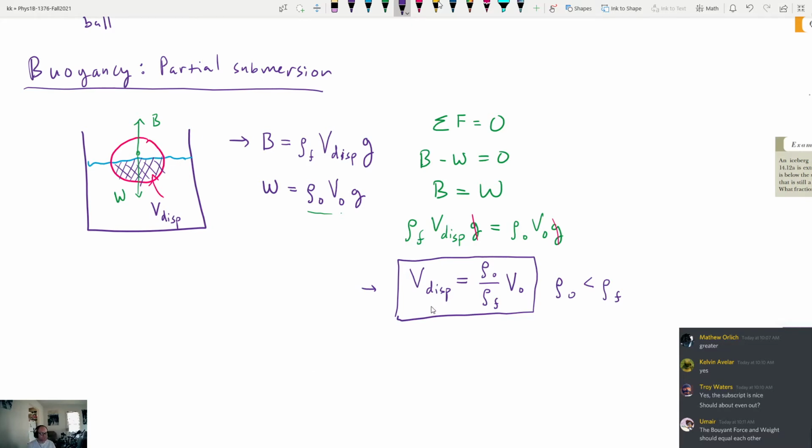Like, the volume displaced can't be greater than the volume of the object. Would you all agree with that statement? It's not possible that the amount of water that's displaced by the object is greater than the volume of the object, okay? So the left-hand side of this equation always has to be less than the right-hand side. So that means that rho naught, at its most, could be equal to the density of the fluid, right? But it has to be less than the density of water so that this equation can make some kind of sense.